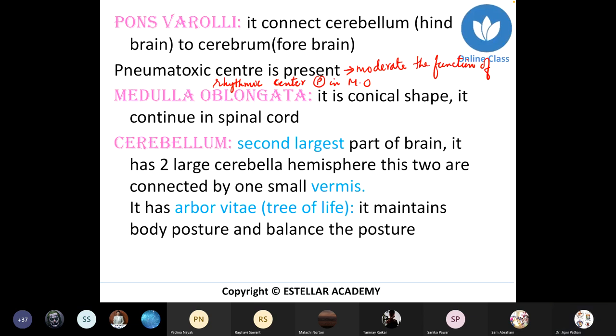Next. Which moderates the function of the rhythmic center present in the medulla oblongata. Medulla oblongata is conical in shape. It is continued into the spinal cord. Right? Medulla oblongata is conical in shape, continued into the spinal cord. Right until there. After that, I'll tell you what to write.